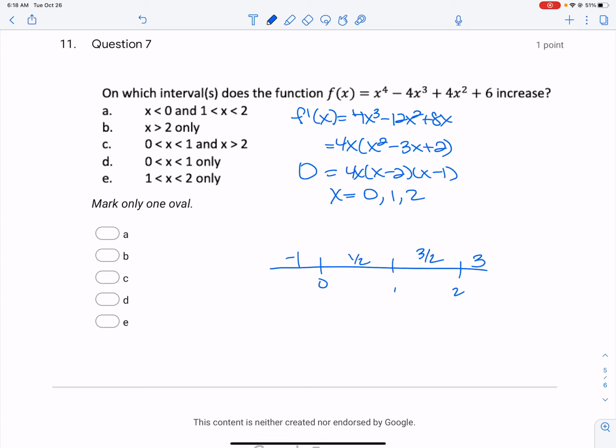Okay, so where does the function increase? So when I plug in negative 1, 3 negatives make a negative. That'll be a positive. That'll be a negative, and that'll be a positive. So I increase from 0 to 1 and bigger than 2. Okay, and that's it for this section.